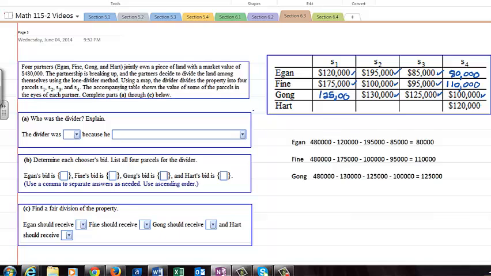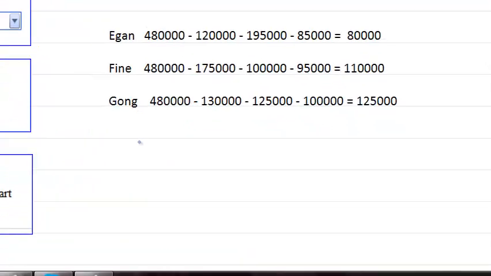This is the lone divider method, which means that one of the players must be the divider. The divider is the one who defines the shares, so the divider values all of the shares equally. Since none of the other players value all of the shares equally, Hart must be the divider. What is a fair share? In these methods, fair always means of equal value according to the person setting the value. There are 4 players, so equal means divide the total by 4. $480,000 divided by 4 is $120,000.